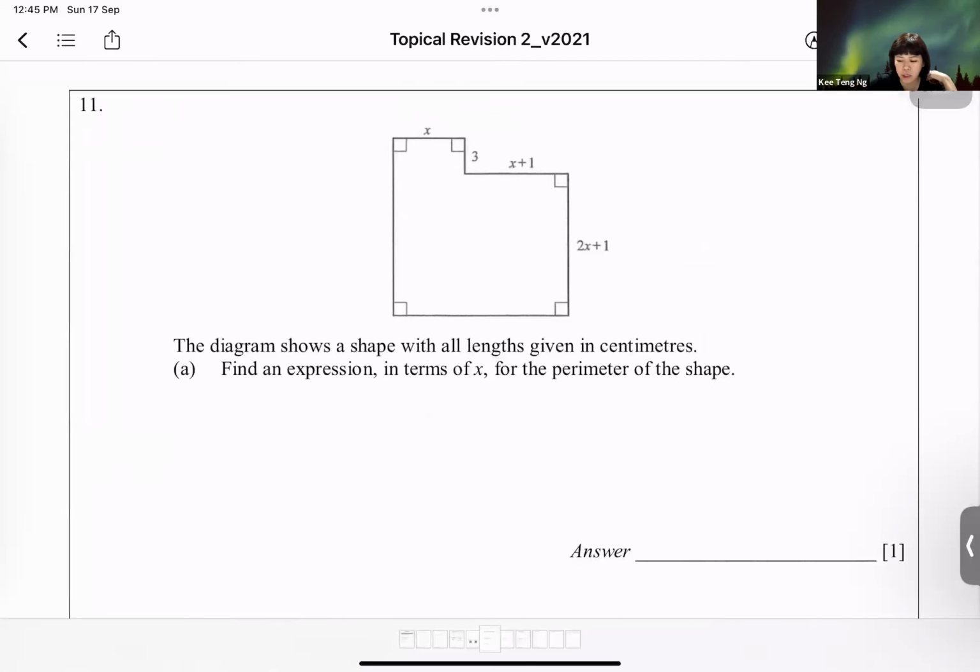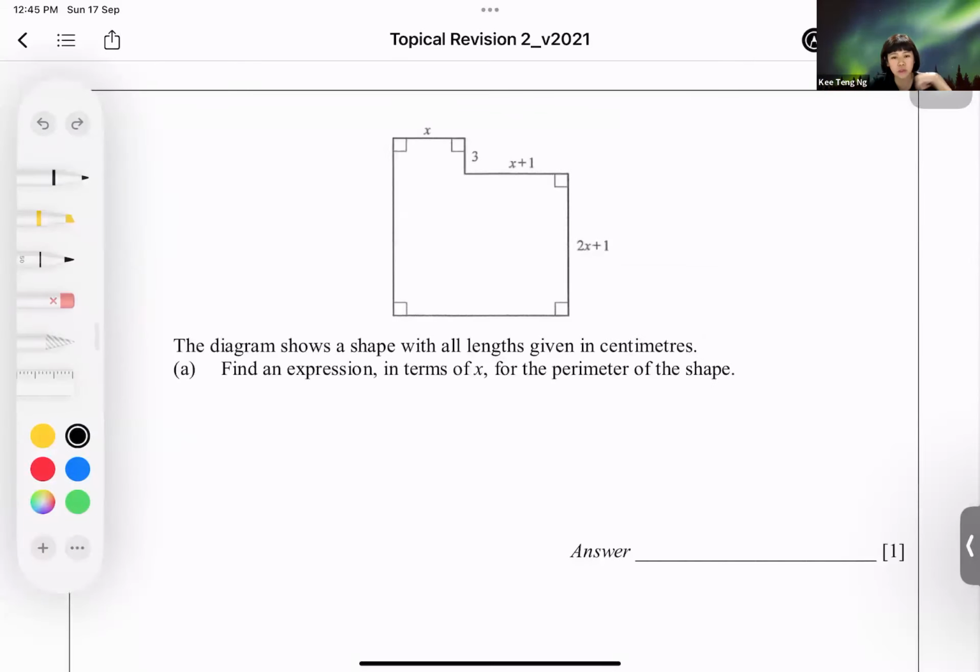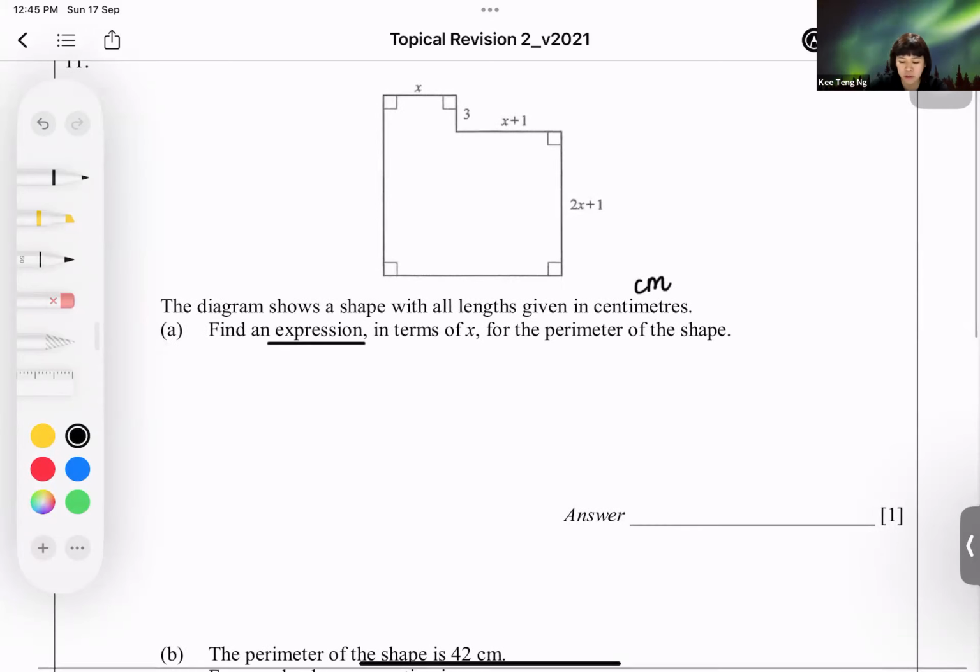Next question over here, question number 11. The diagram shows a shape with all the lengths given in centimeters, cm. Find an expression, so we need to simplify a little bit, for the perimeter of the shape. So what's the whole perimeter of this shape? Now this part over here, this is x. This is x plus 1. So what will this length be? This length will be x plus 1, x plus x equals 2x, therefore 2x plus 1.